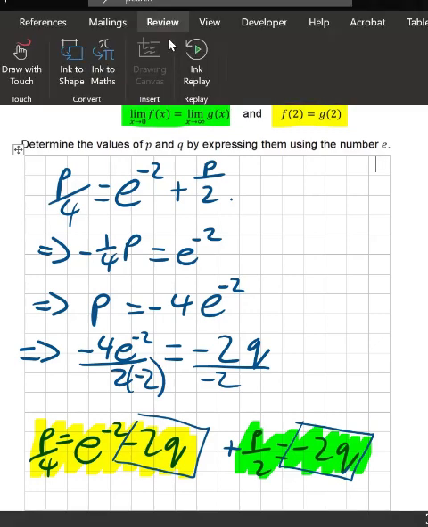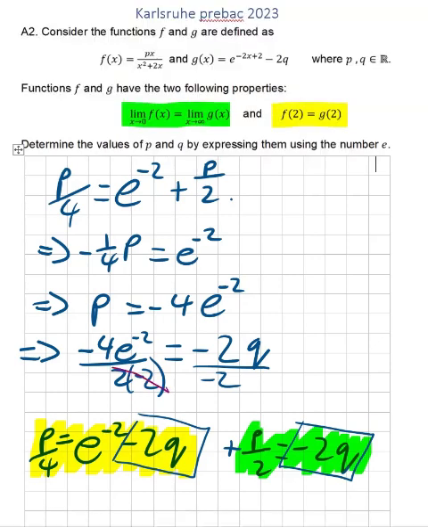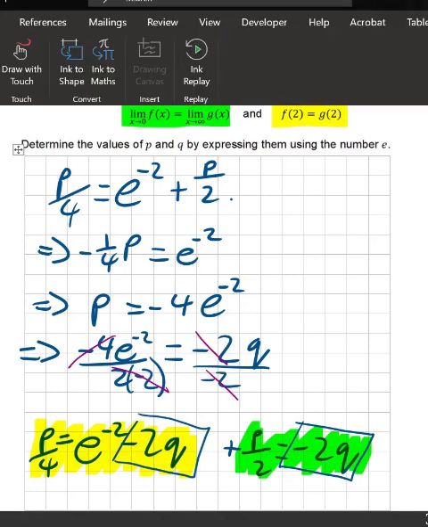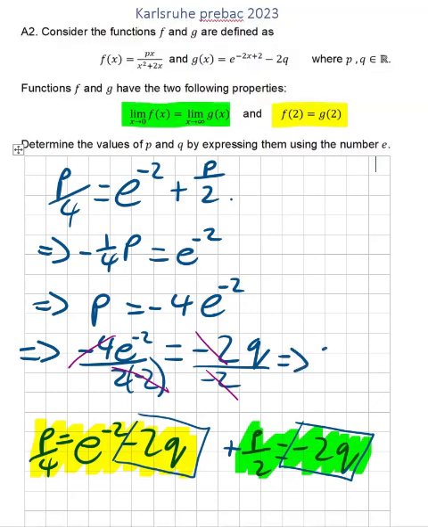Look, I'm getting loads of lovely cancelling going on here. This guy's going to cancel with that guy, and this guy cancels with that guy. Awesome, and I'm sitting on my answer already. Therefore, q is equal to e to the negative 2. Done and dusted, nothing more to that question.